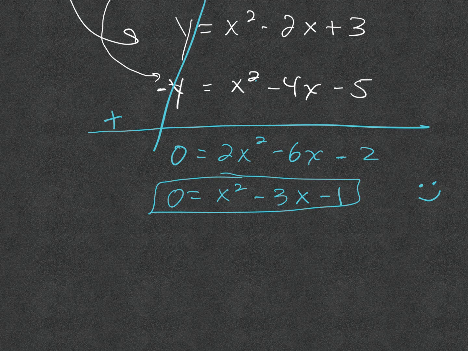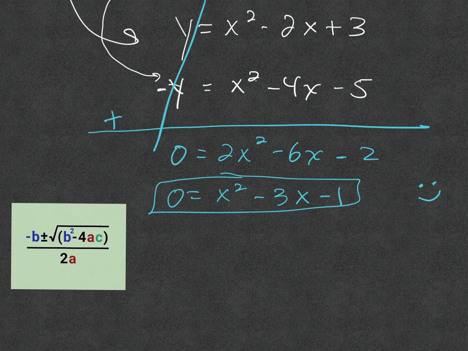We can also complete the square, but I got that 3. That's not an even number. I don't want to complete the square when I don't have an even number. So I'm going to use the quadratic formula. I'm going to use this formula over to your left, on the screen. But that means that I need to know what A, B, and C are. What is A? This is always a good thing to know. A is equal to 1, B is equal to negative 3, and C is equal to negative 1.